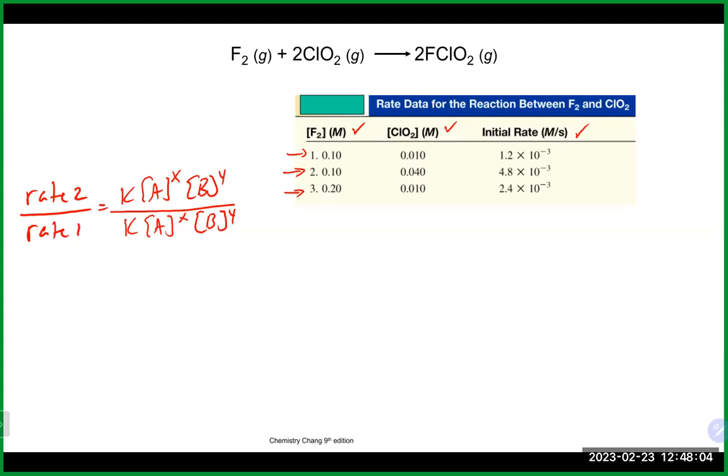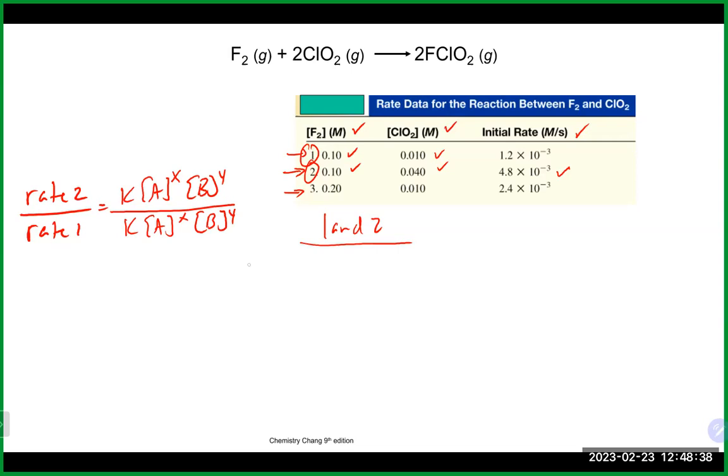So for example, if we were to look at experiments 1 and 2 here, we see that the concentration of F2 remains constant, but the concentration of the ClO2 basically varies. So we will put these into our math here. Personally, I go with the larger rate up on top. And typically what that will give you is nicer whole numbers. You can do it the other way, but you'll get some decimal numbers. But usually if you put the larger rate up on top, it'll be better.